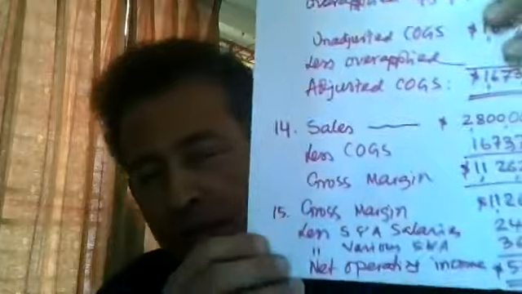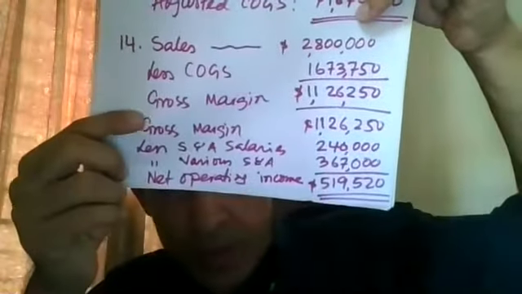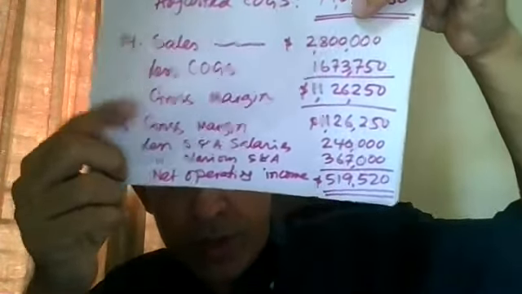Once we've adjusted it for overapplied, we have found 1.673, just a little bit. It's now a little bit like $1,690,000 minus about $16,000 gives you $1,673,000. So just a few $1,000s less here. So that gives us the gross margin. Sales minus cost of goods sold is the gross margin. And finally, number 15, let's see what it is.